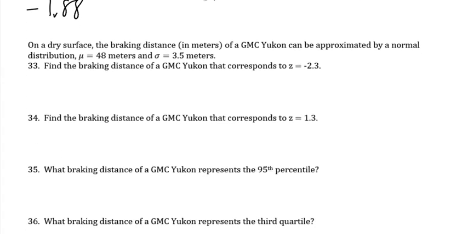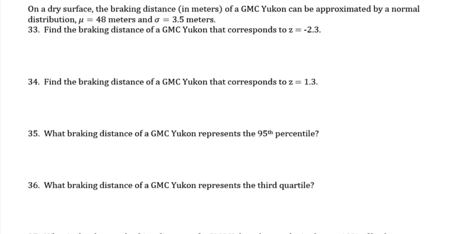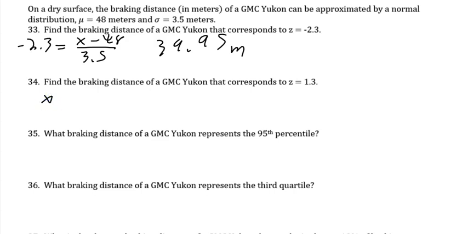All right, and then this problem right here, all based on the same information. So we have our mean of 48 and a standard deviation of 3.5. Find the breaking distance that corresponds to negative 2.3. So this is just working backwards. Negative 2.3 equals x, we don't know the actual value, minus 48 divided by 3.5. And that's going to give us 39.95 meters. Sorry, I forgot my 1.3 here. 1.3 equals x minus 48 over 3.5. And that's going to give us 52.55 meters.